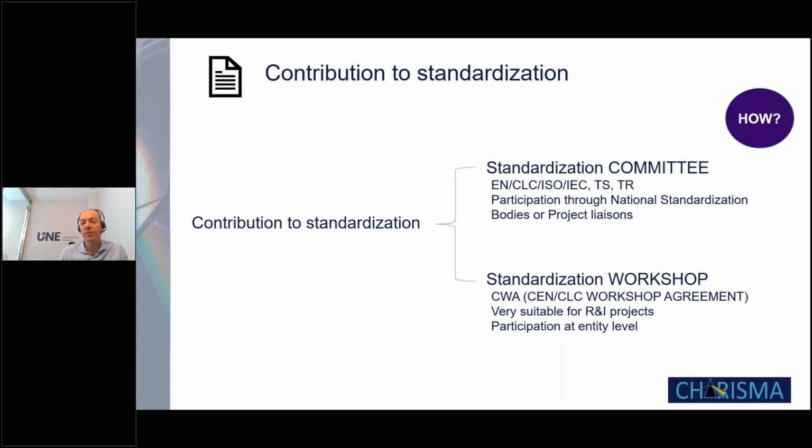This way is very suitable for research and innovation projects because the standardization process is faster. And at the end of the day, you will have a first standard regarding the specific field your project is covering. And here the participation is at entity level directly. It's not necessary to go through the national standardization body. An entity can apply for participation in any standardization workshop.